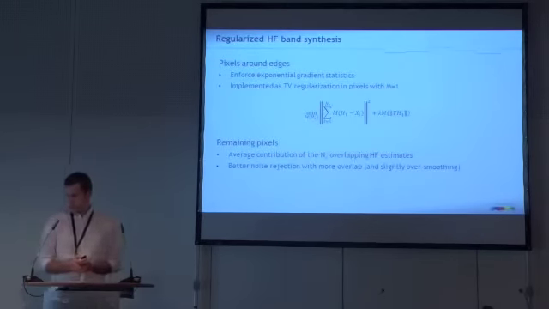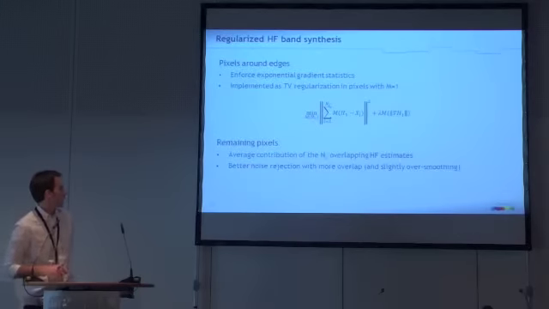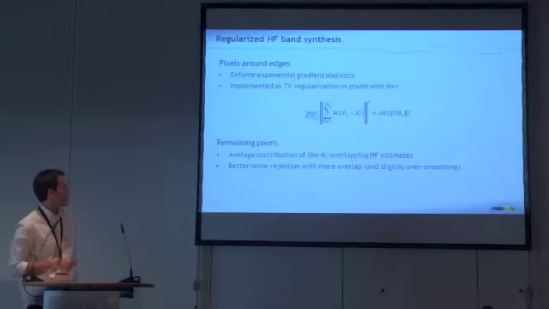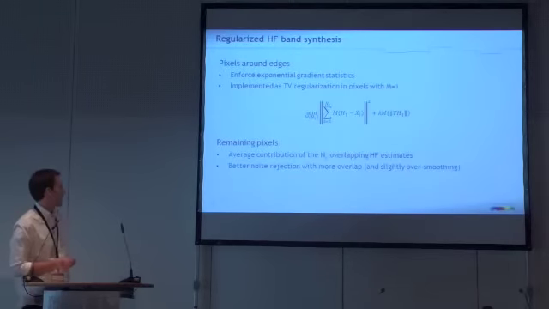So, as I mentioned before, we have a number of estimates for the high frequency band corresponding to each pixel. And what we do is, again, we impose an exponential statistic for the gradient of the image in order to avoid the presence of aliasing and ringing and other sorts of effects. We again only do this in zones which are close to high contrast contours. And for the rest of the pixels, we simply average the contribution of the overlapping high frequency estimates.